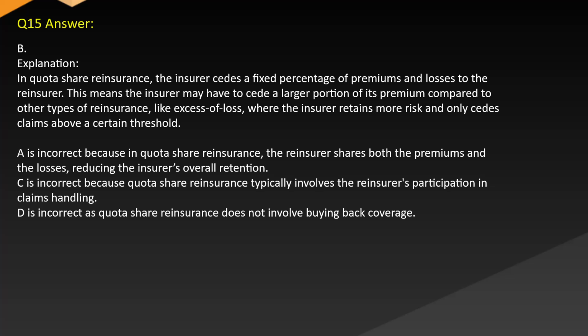Answer. B. Explanation. In quota share reinsurance, the insurer cedes a fixed percentage of premiums and losses to the reinsurer. This means the insurer may have to cede a larger portion of its premium compared to other types of reinsurance like excessive loss, where the insurer retains more risk and only cedes claims above a certain threshold. A is incorrect because in quota share reinsurance, the reinsurer shares both the premiums and the losses, reducing the insurer's overall retention. C is incorrect because quota share reinsurance typically involves the reinsurer's participation in claims handling. D is incorrect as quota share reinsurance does not involve buying back coverage.